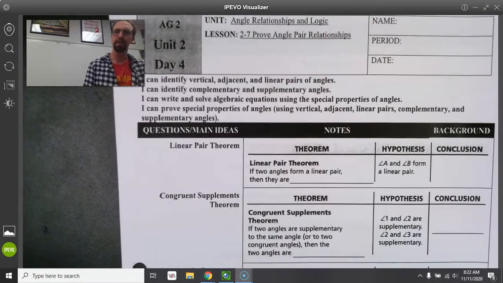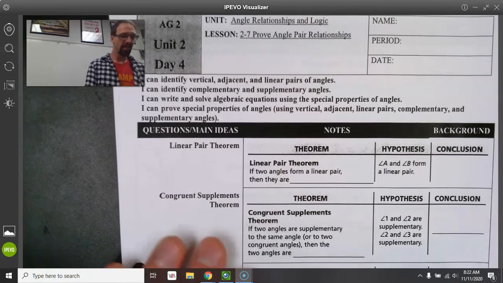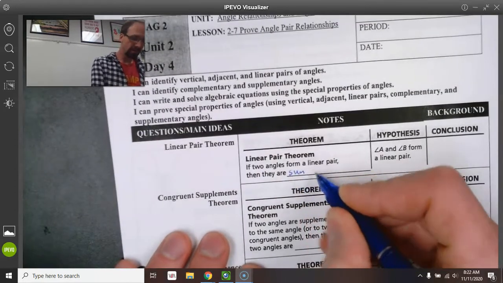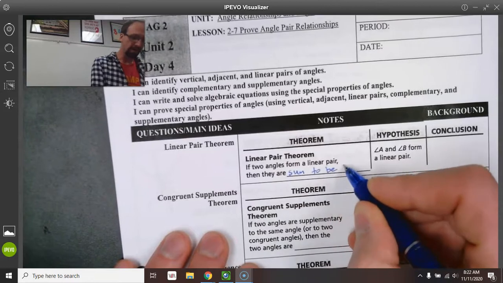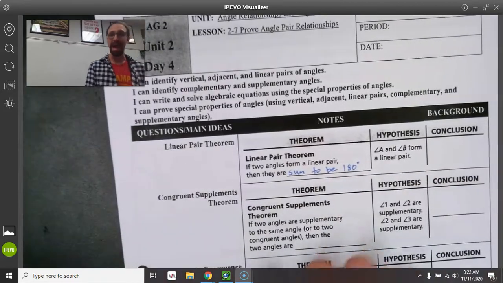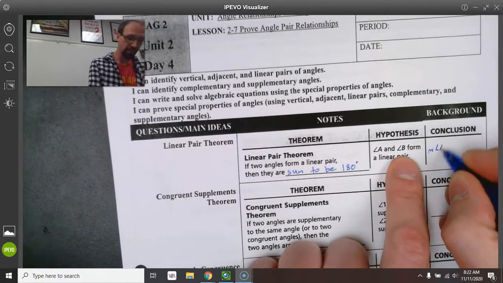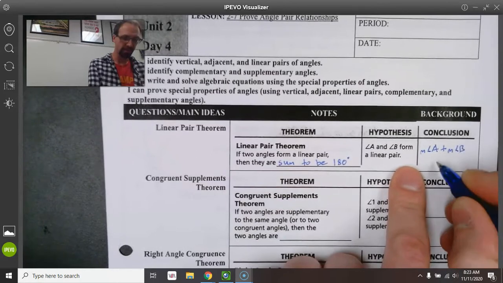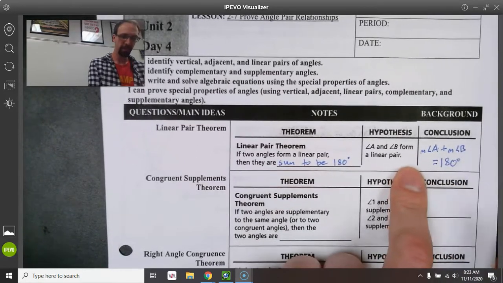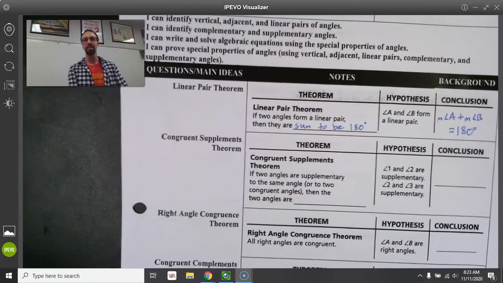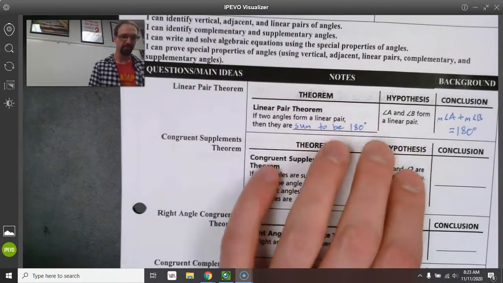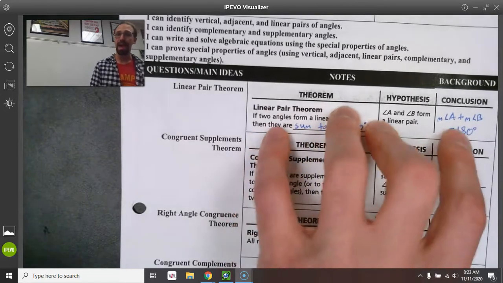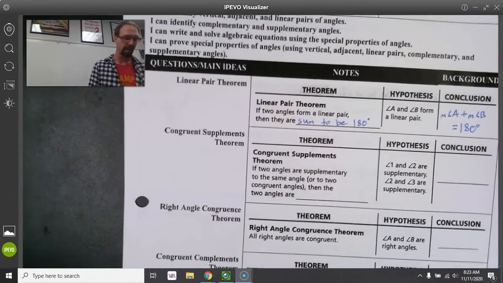With this first one, the linear pair theorem, this one is unique compared to the rest, because when you have angles that are forming a linear pair, then they sum to be 180 degrees. That means that if I add the measure of angle A plus the measure of angle B, then I get 180 degrees. So when you have a linear pair of angles, they add up to be 180 degrees, the sum of the angles.